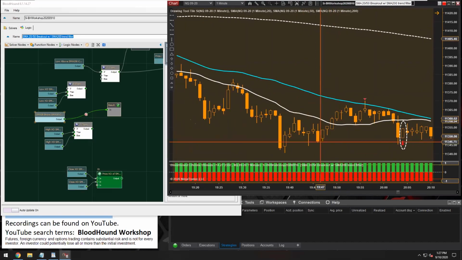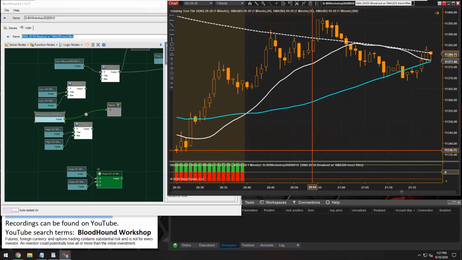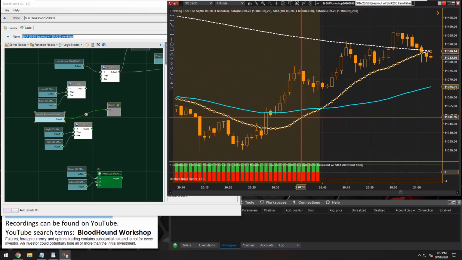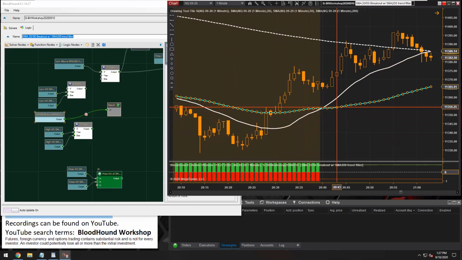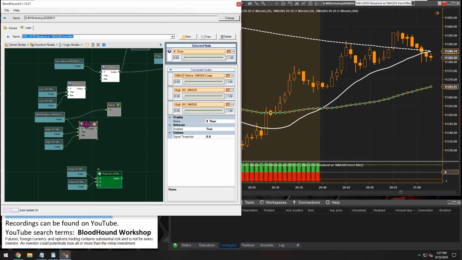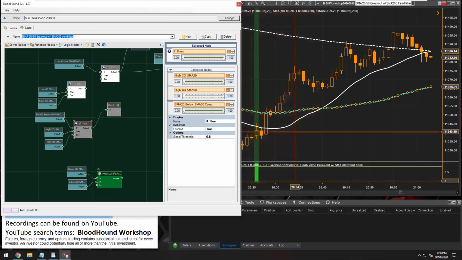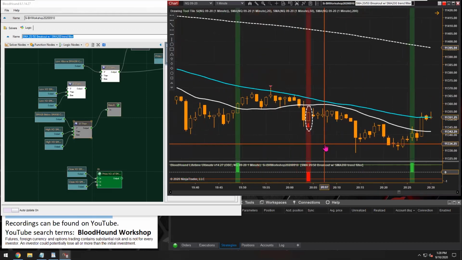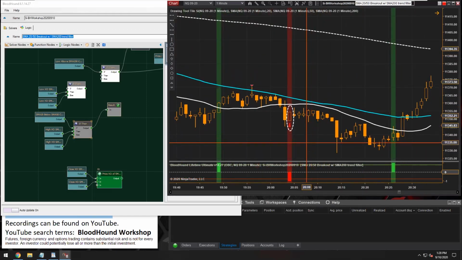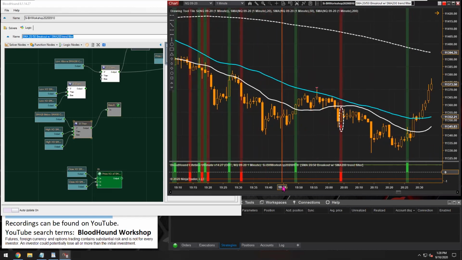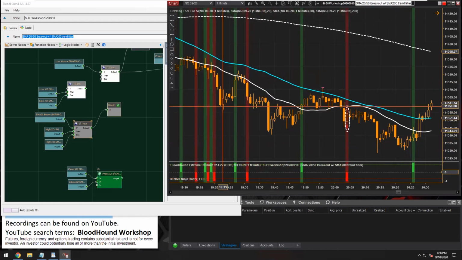So here we go. So if the 20 is below, then we have an output, right? If the 50 is below, then there's no output. And so this will control the if-then node. And yeah, there we go. So now we only get crossover signals from the SMA 20 if the 20 is below.